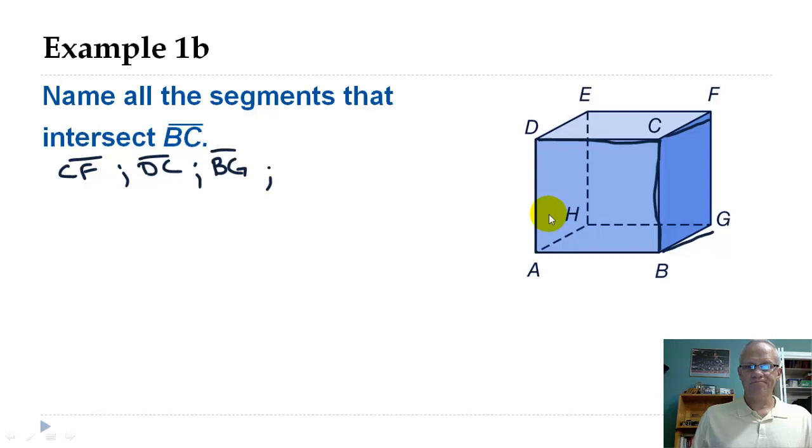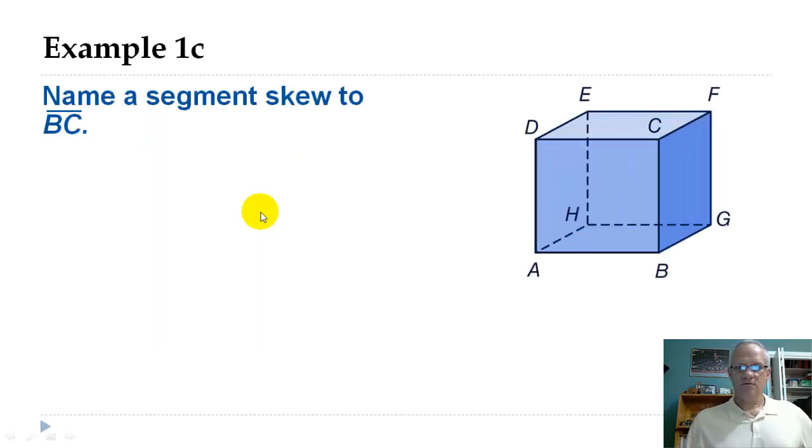Can you think of another one there? Ah, good, AB. This one right here, AB. So that also intersects. We got four different ones that intersect there. We talked about the parallel lines or line segments. Now let's talk about the segments in this that are skew to BC. This is where it gets a little tougher. We're talking about skew.